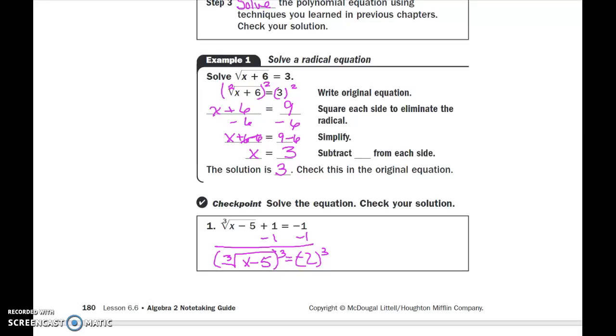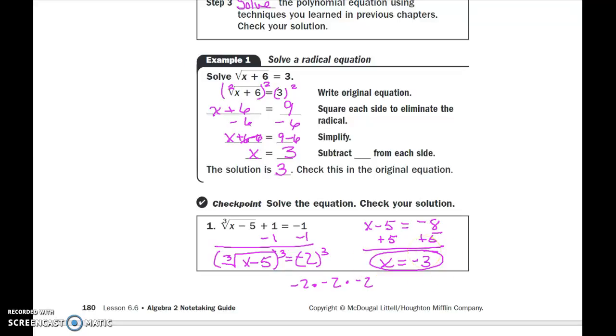So over here on the left, when I cube the cube root of x minus 5, I get x minus 5. And when I cube negative 2, remember that's negative 2 times negative 2 times negative 2, which is negative 8. So when I add 5 to both sides, I get x equals negative 3. And that is our solution, negative 3.